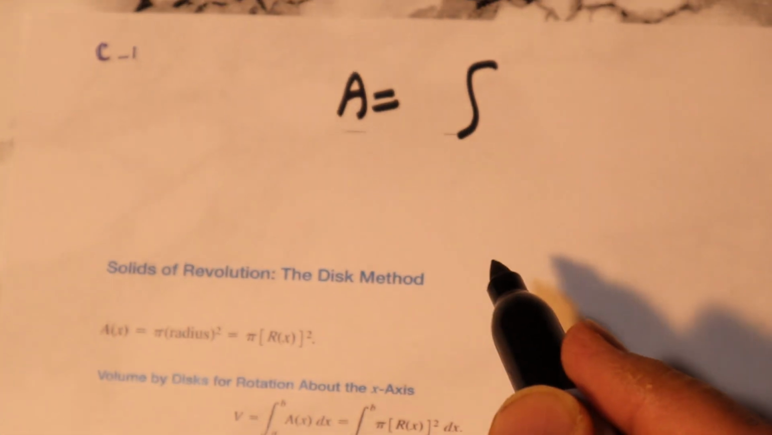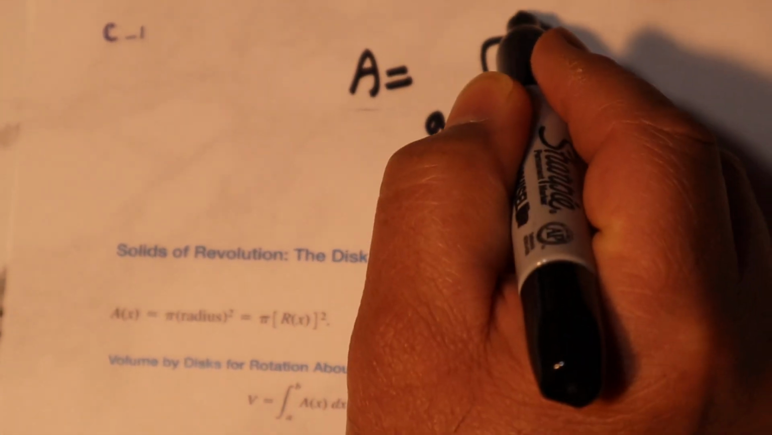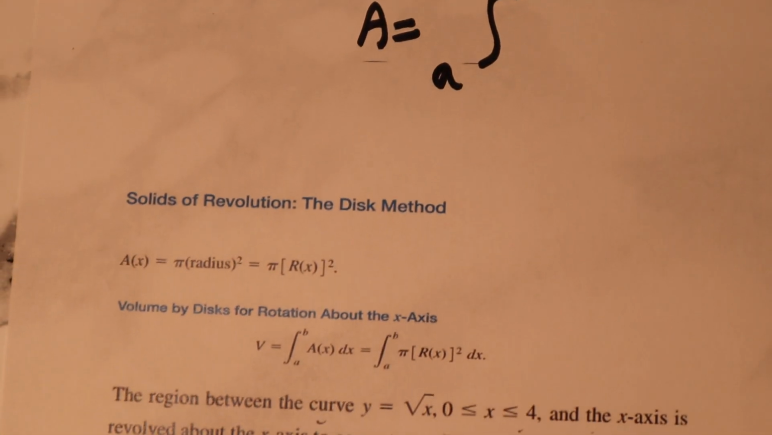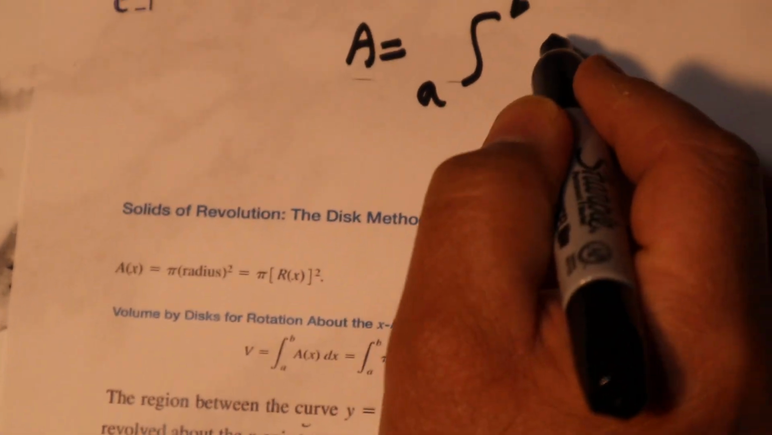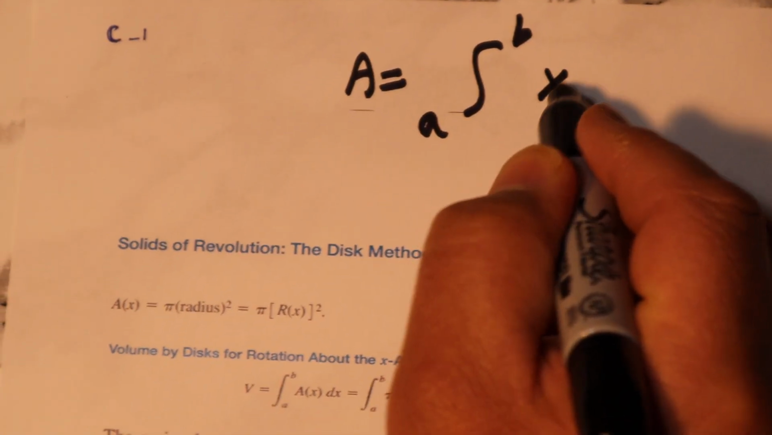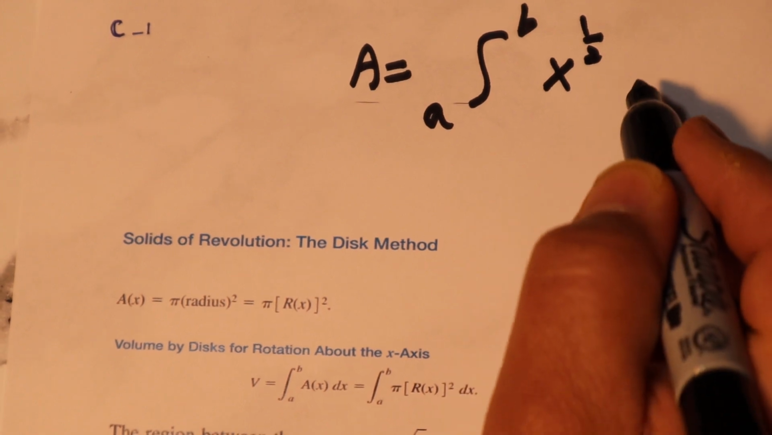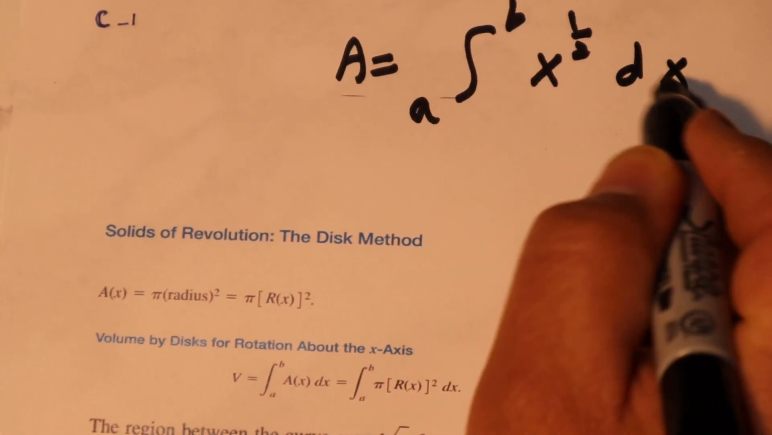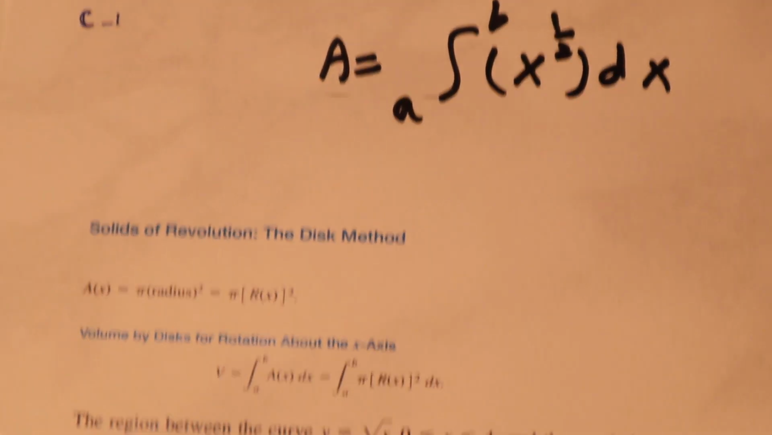The area will be the integration from a to b of the given function, which is the square root of x. I prefer to write it as x exponent a half with respect to x. This is to find the area under the curve.